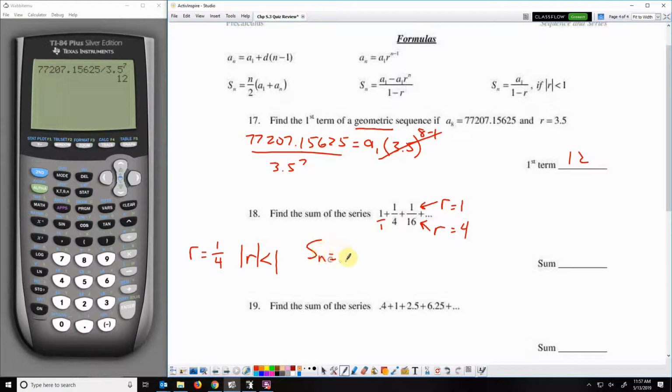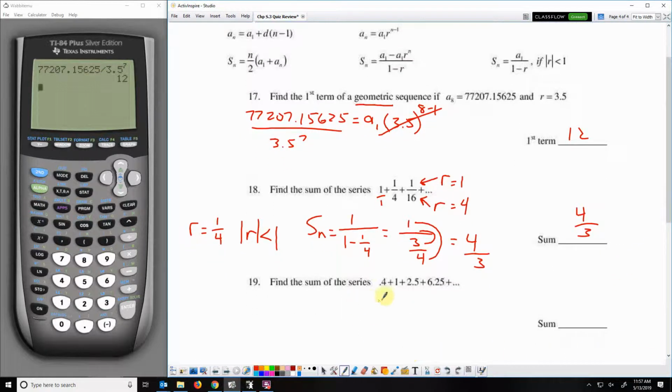So S sub n equals first term over 1 minus r, and r is 1/4. 1 minus 1/4 is 3/4, so that's 1 over 3/4. The outer loop gives me 4, and that's 1 over 1, so the inner loop gives me 3. So the sum is 4/3.